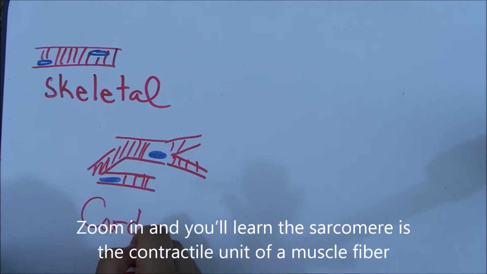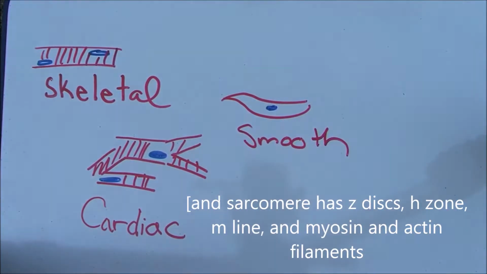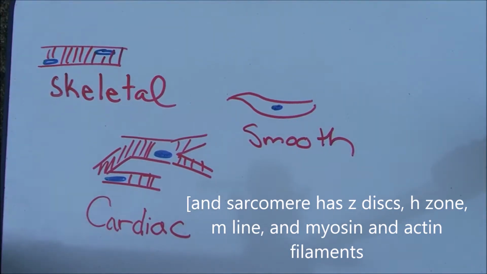Zoom in and you'll learn the sarcomere is a contractile unit of a muscle fiber, and the sarcomere has Z-disc, H zones, M-line, and myosin and actin filaments. Scared yet?